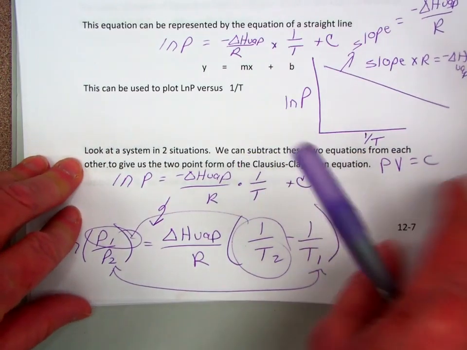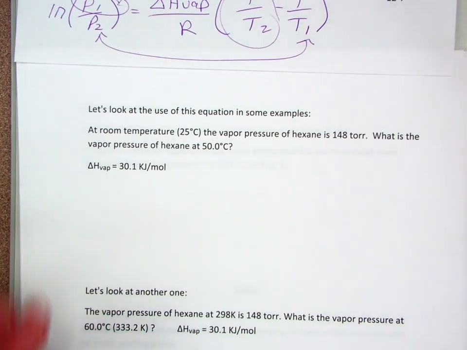So let's look at how this works. When you think about this equation, we have pressure, the enthalpy of vaporization, and the temperature as three different variables. So if we know two of the variables plus the constant R, then we can calculate the missing variable.